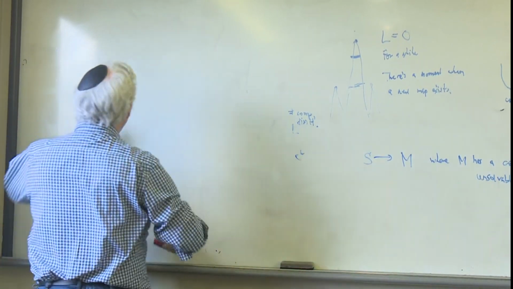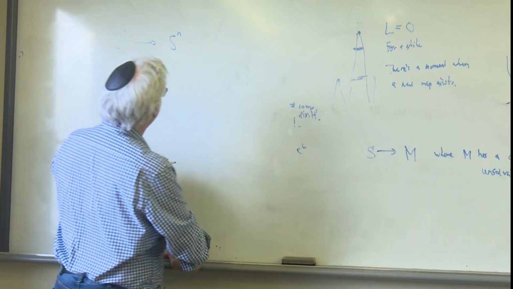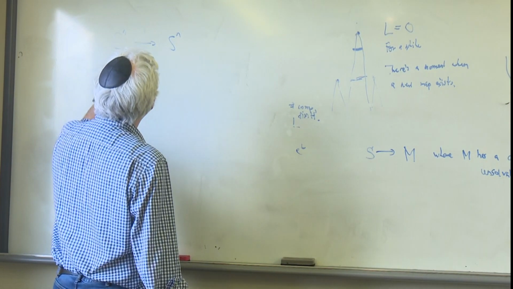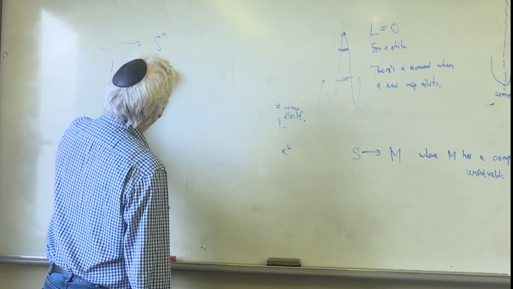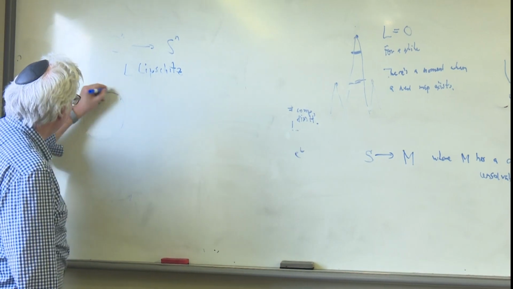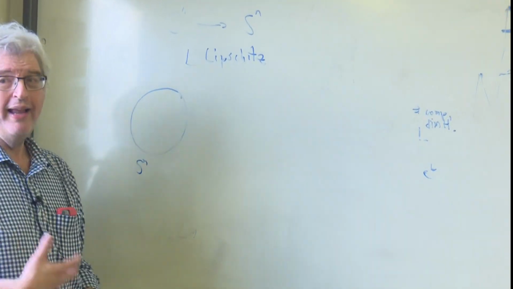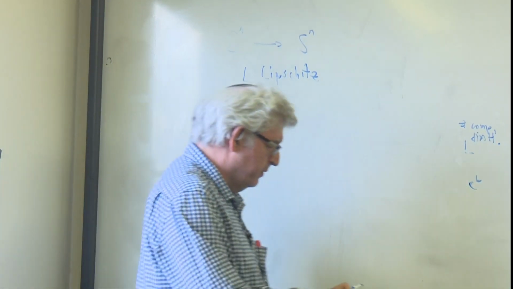Okay, so let's think about the case of Sn to Sn. Okay, and I have F, and F is L-Lipschitz. Okay, so what does such a function look like? Okay, so this is my picture of Sn.